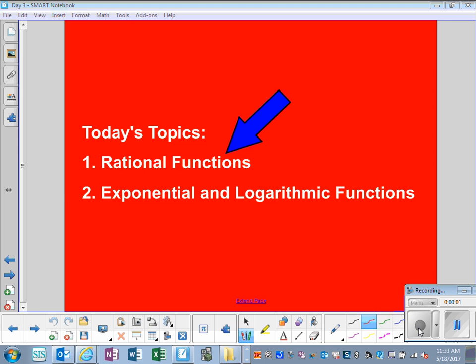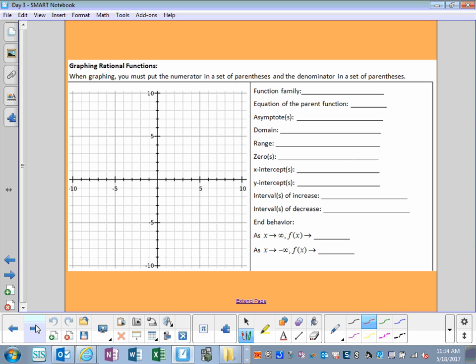Rational functions, exponential and logarithmic functions, and we're starting with the rational functions. Okay, so starting with the rational functions, let's describe the parent function.